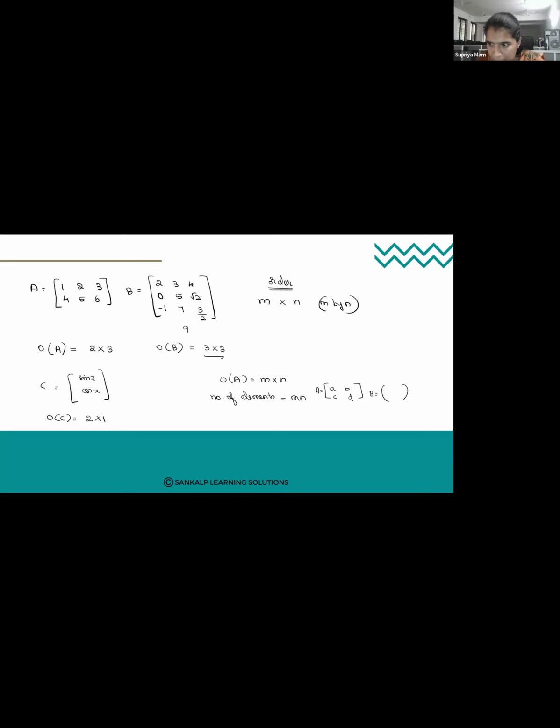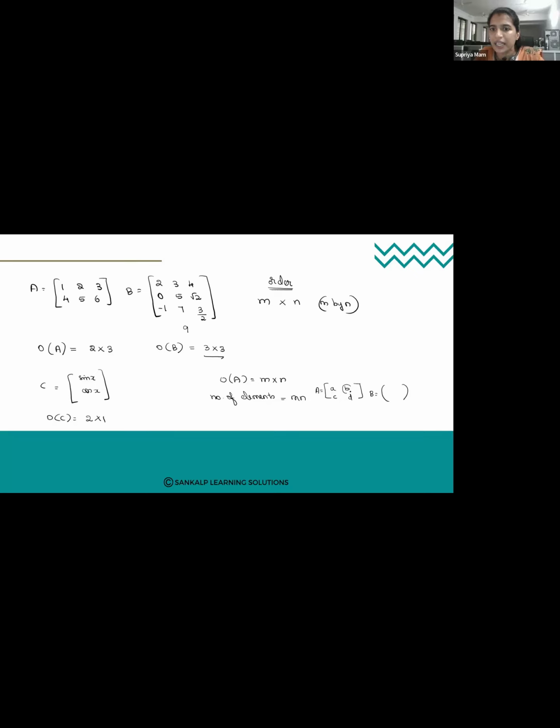I'll consider one example here, a, b, c, d. So a and b form the first row of the matrix. The horizontal representation forms a row of the matrix. The vertical representation forms a column of the matrix. So in this particular example, a and b are entries of the first row, c and d are entries of the second row, whereas a and c form entries of the first column, b and d form entries of the second column.